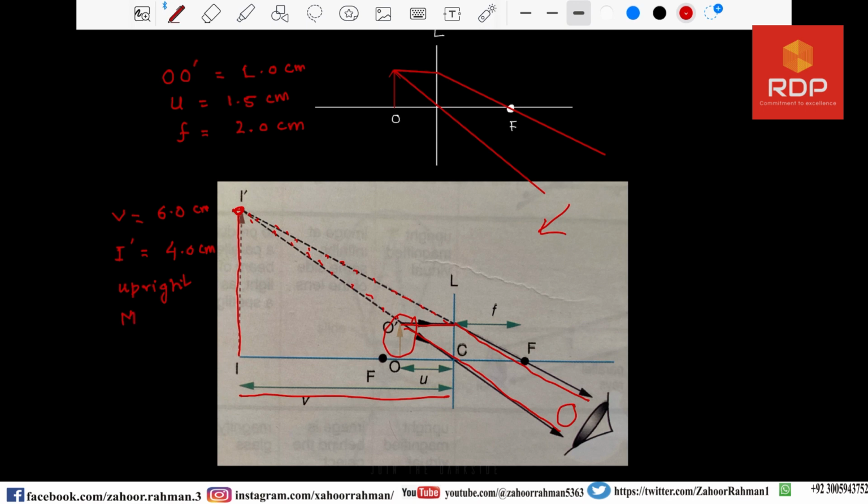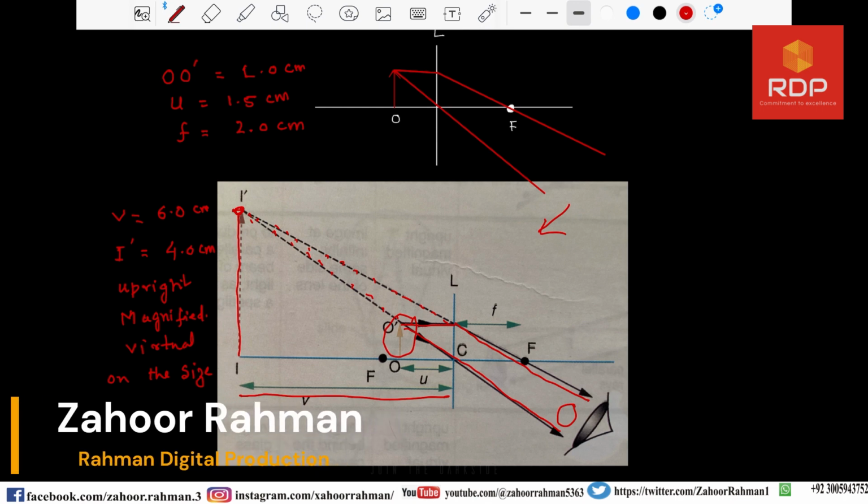Another property is that this is a magnified image. Yes, it is enlarged, and that is a virtual image. Another property is virtual image, and it is on the same side. The image is not forming on the other side of the lens on which the object is located.